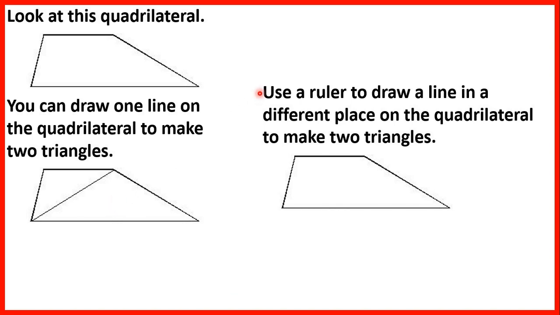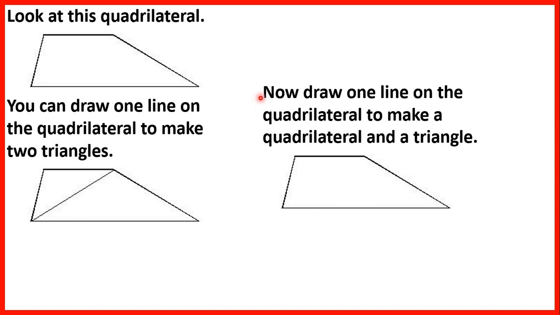Use a ruler to draw a line in a different place on the quadrilateral to make 2 triangles. So here they've joined opposite corners, so if we pick a different corner, we can just draw a straight line to the opposite corner, and that gives us a triangle here and a triangle here.